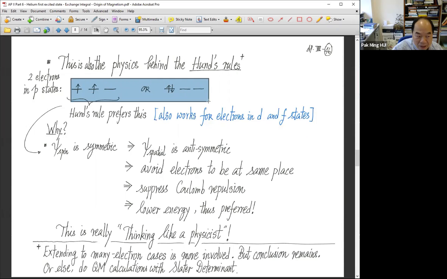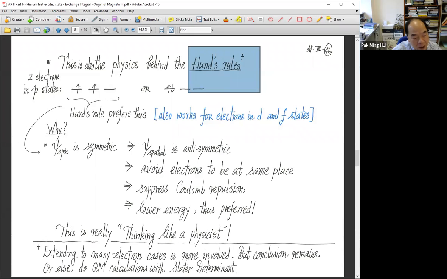Now it turns out that you can think of this as spin symmetric. Therefore, spatially it will be antisymmetric. The electrons avoiding each other will be a lower energy state. Indeed, this is the way to fill electrons in. This is one of the three rules summarized as Hund's rules in physics and in chemistry.